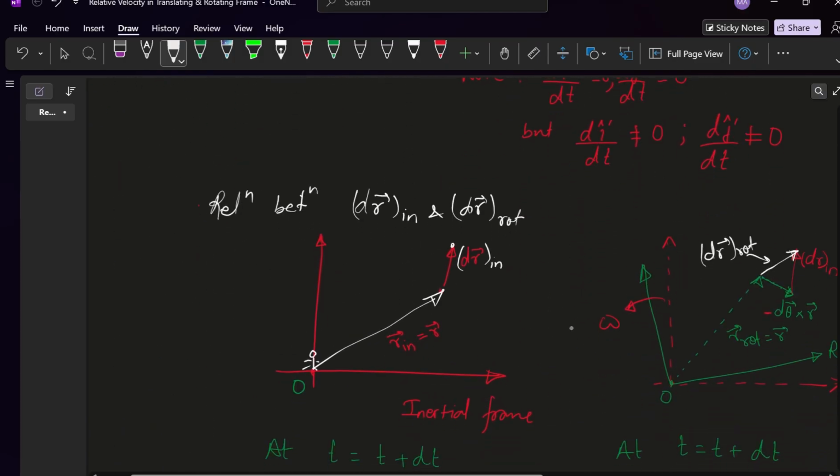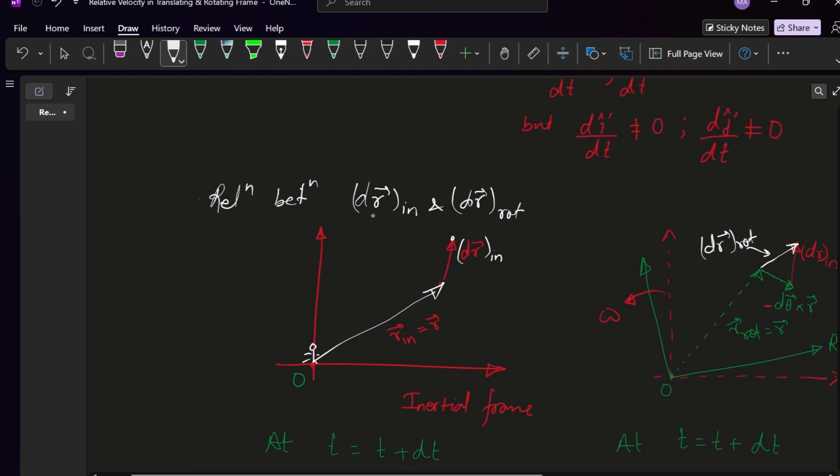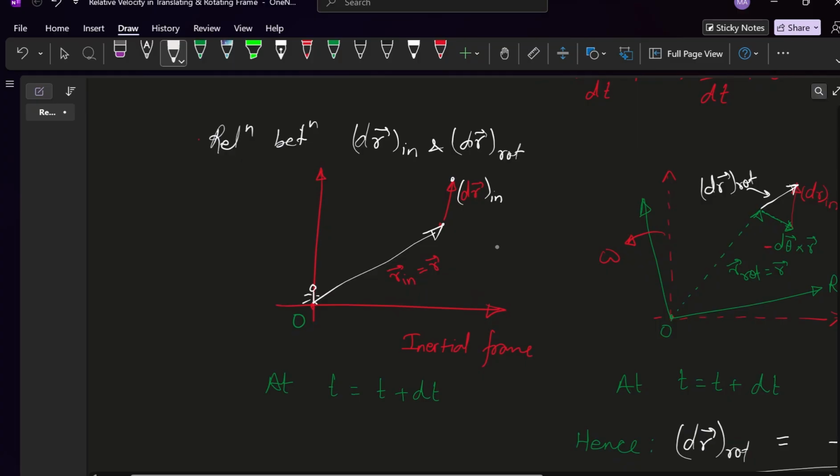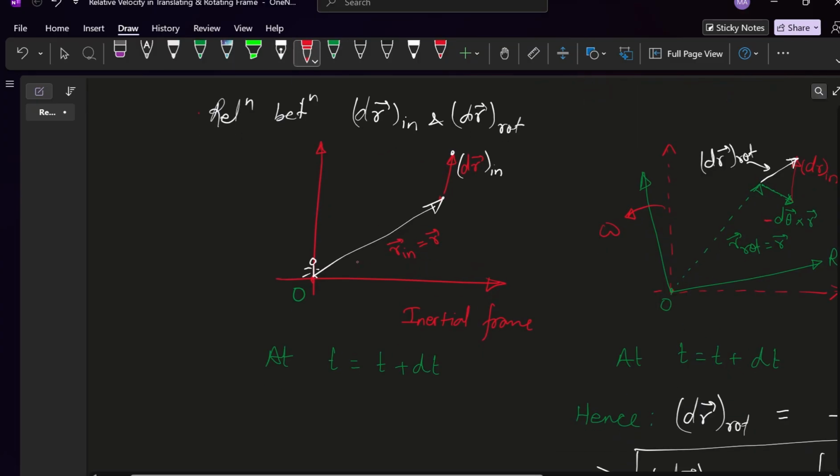Okay. Now I'm going to prove the relation between dr in inertial and dr rotating, right? So what is this relation? Let's find it out. So let's say this is the inertial frame. It's a very important relation. And in fact, this is going to make the foundation for proving the Coriolis and the centrifugal force, which is very, very important. Okay. So let's see step by step here.